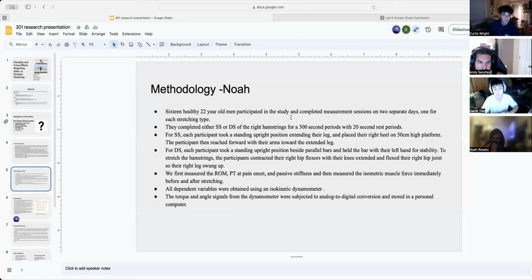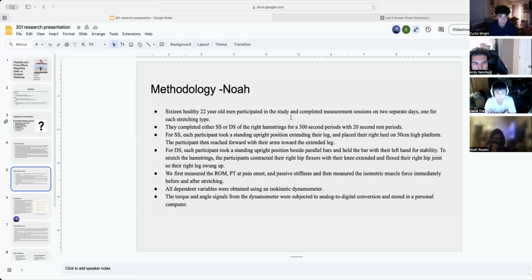So what we did for the experiment, with the method, we used 16 healthy 22-year-old men. They completed either static stretching or dynamic stretching on the right hamstring for a 30-second or 300-second period with a 20 second rest period. For static stretching, each participant took a standing upright position, extending their leg, and placed their right heel on a 50-centimeter high platform. The participant then reached forward with their arms toward the extended leg.